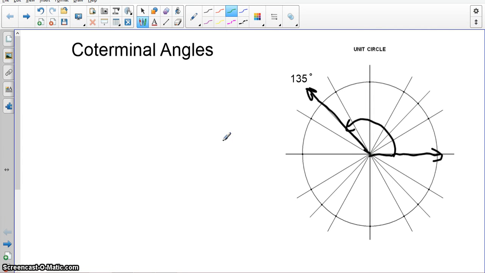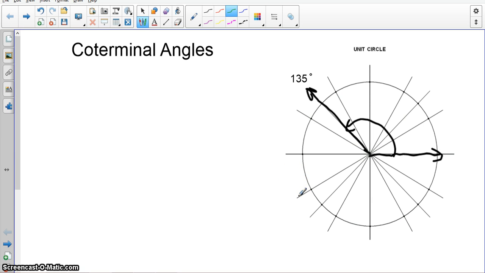So coterminal angles are two angles that have the same terminal side. How to find coterminal angles is one of the last things I want to talk about out of the current section we were on. So here's your initial side over to the right, pointing to the right, and then I just chose 135 degrees.